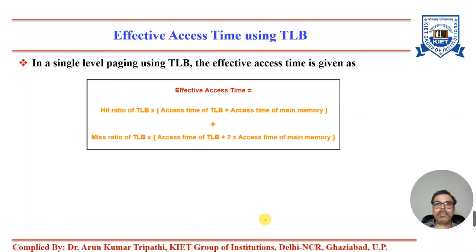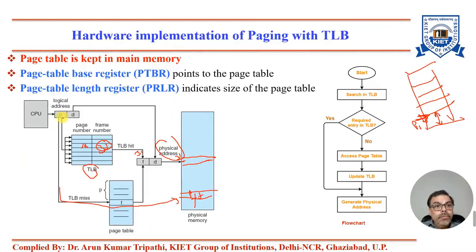So, effective access time using the TLB. First point, as I have discussed, there are two terms, hit and miss. If data is found in the memory, it is known as a hit. If it is not found, then it is known as a miss. So if data is found in the TLB, that means a hit, then what will happen? It has to search the data in the TLB.